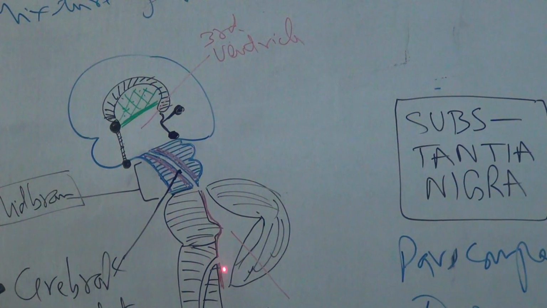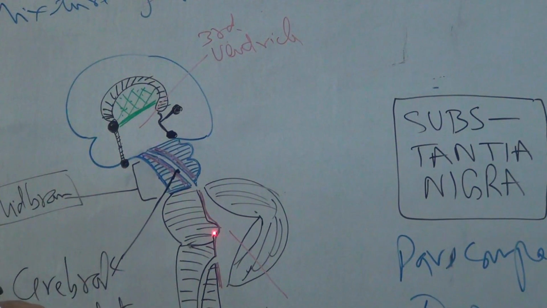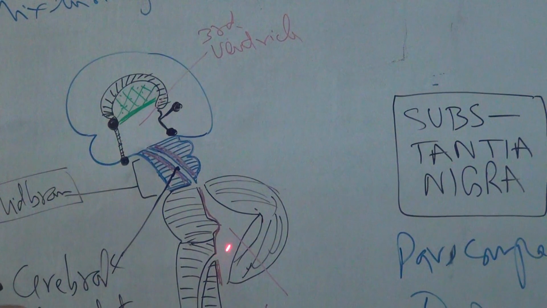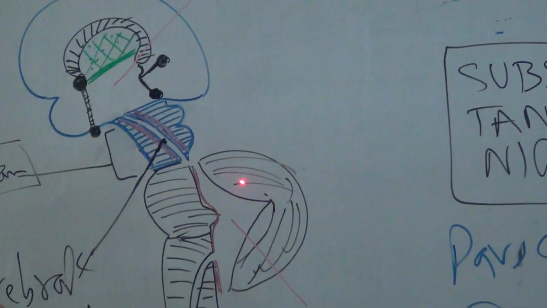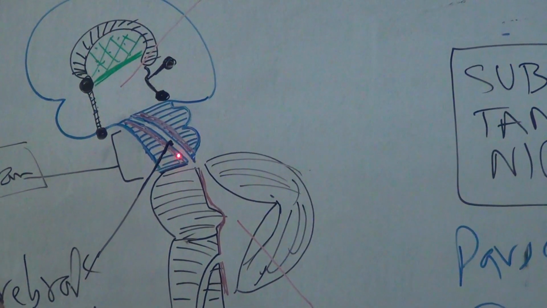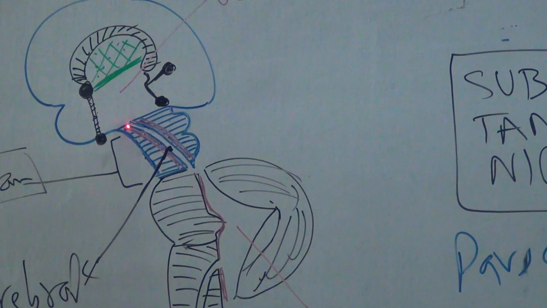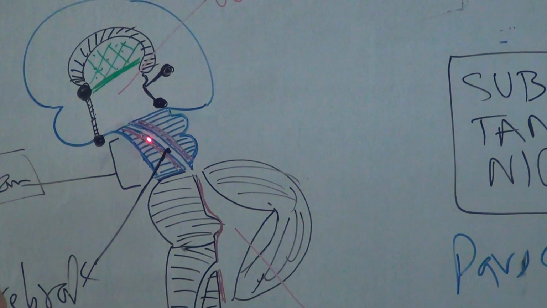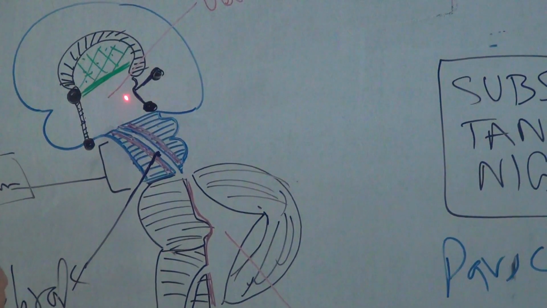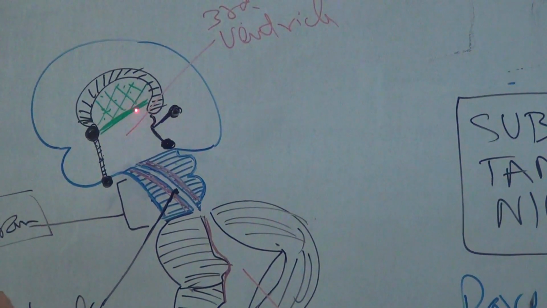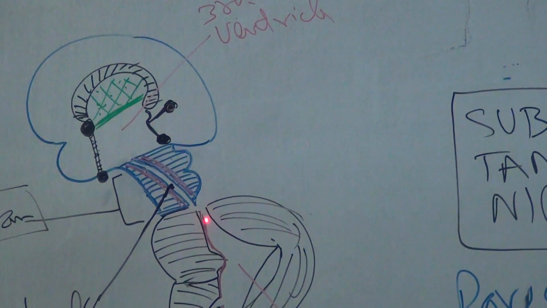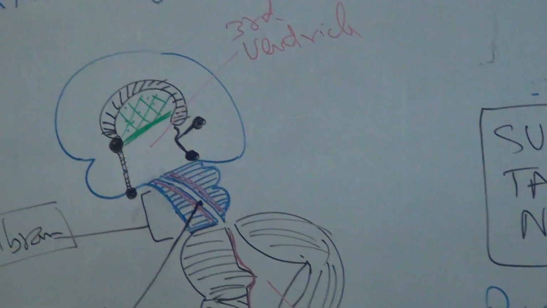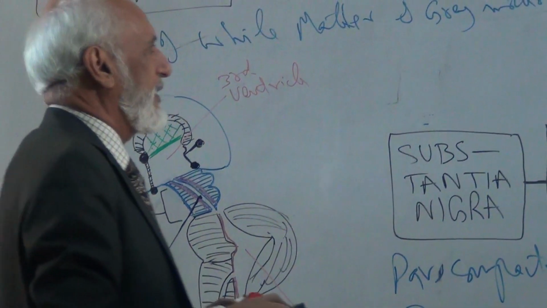This is floor of the fourth ventricle, partly formed by the pons and partly by the upper medulla, and this tent shape is the roof, and this is the cavity of fourth ventricle. So the central gray matter which surrounds the cerebral aqueduct in the midbrain is above continuous with the gray matter of the walls of the third ventricle, and below it is continuous with the gray matter of the floor of the fourth ventricle.